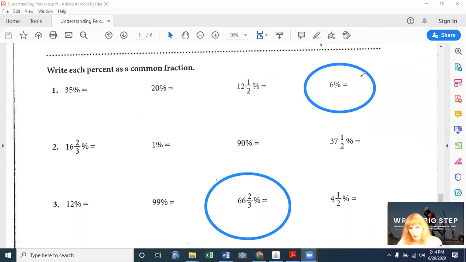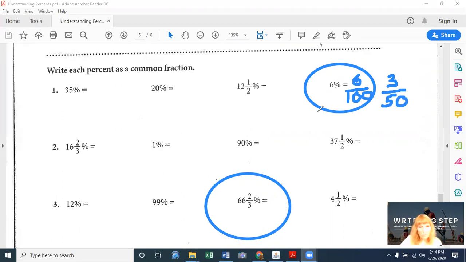6% is the same as 6 over 100, and then just reduce. How many can you reduce the top and bottom by? Well, you can divide the top by 2 and you get 3. 6 divided by 2 is 3. You can divide 100 by 2 and get 50. And that's as far as you can reduce it. So 6% is the same as 3 over 50.